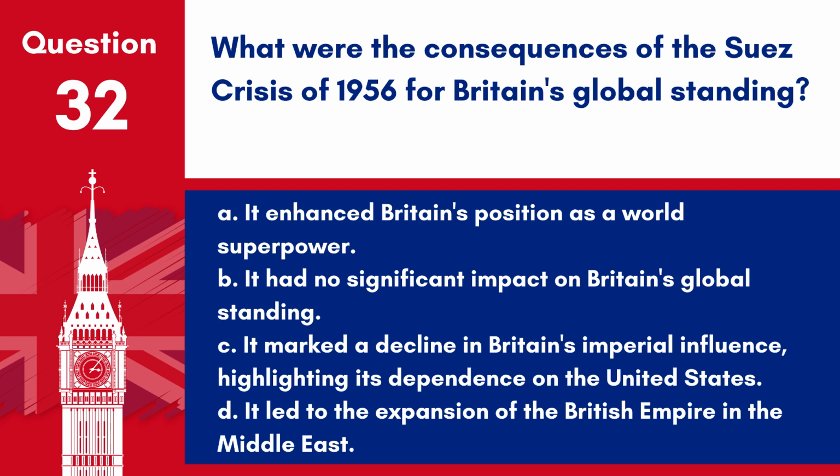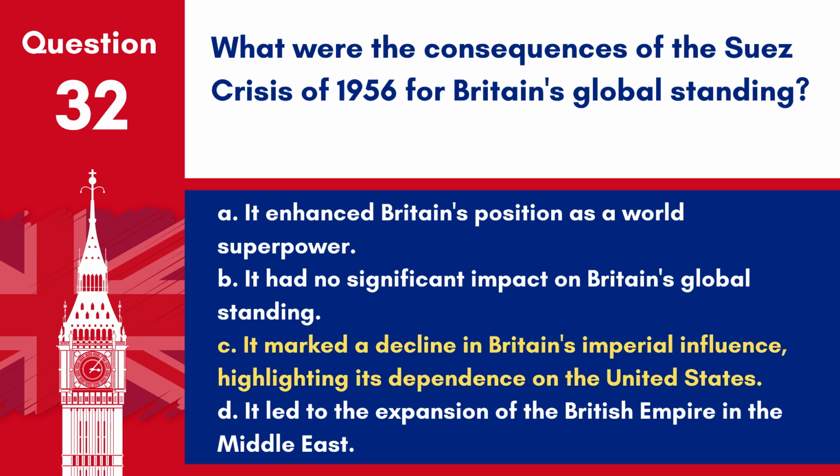Question 32. What were the consequences of the Suez Crisis of 1956 for Britain's global standing? A. It enhanced Britain's position as a world superpower. B. It had no significant impact on Britain's global standing. C. It marked a decline in Britain's imperial influence, highlighting its dependence on the United States. D. It led to the expansion of the British Empire in the Middle East.